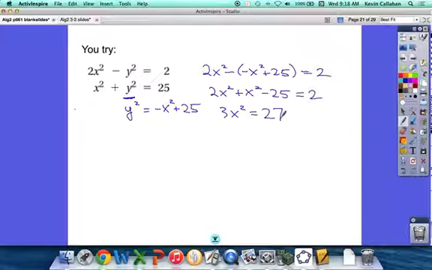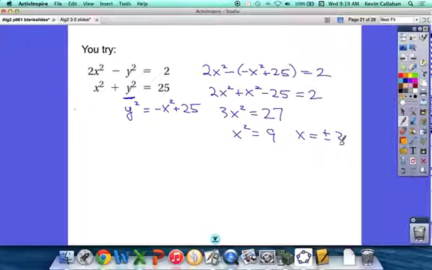What does x squared equal? Antoinette? 9, right? If you get this far, you combine like terms, add 25 to both sides, divide by 3, and x squared equals 9, which means x equals plus or minus 3.